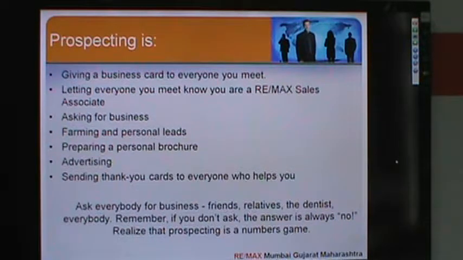So ask everybody for business: friends, relatives, dentist, everybody. Remember, if you do not ask, the answer is always no. Realize that prospecting is a number game. There are always more and more prospects. If someone says no, you can immediately find a dozen more prospects. Do not get fixated on one prospect, just move on.